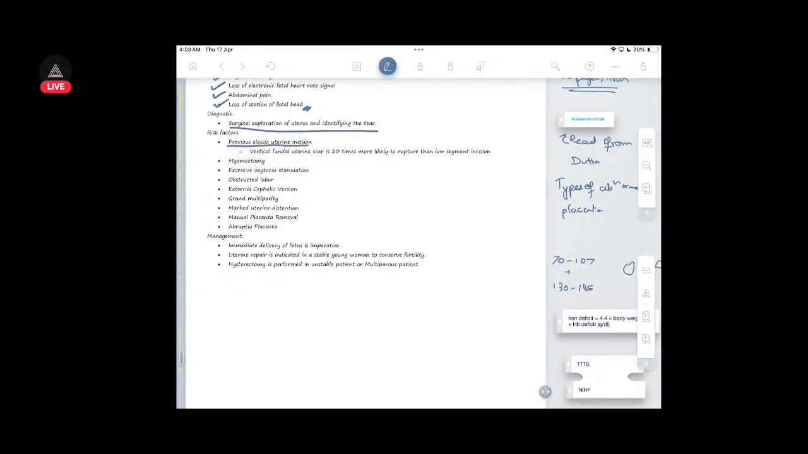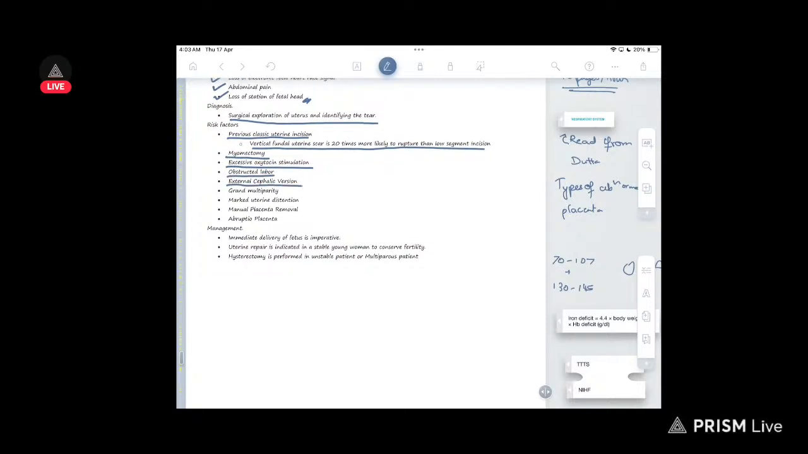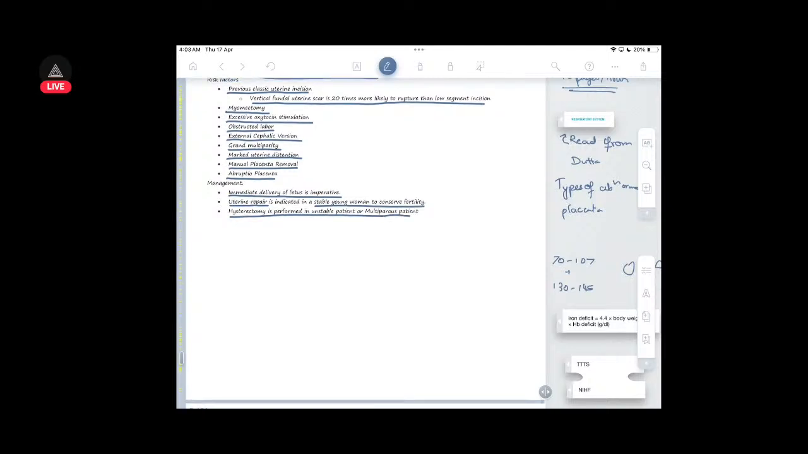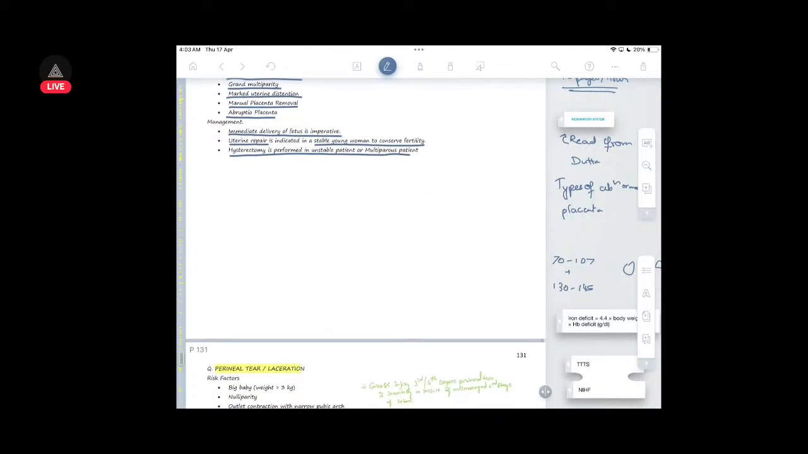Risk factors: previous history of classical uterine incision, a vertical incision in the upper uterus, is more likely to rupture than a lower segment incision. Myomectomy if it was done. Excessive oxytocin stimulation if it was done. Obstructed labor, external cephalic version, grand multiparity, marked uterine distension, manual placental removal, and abruptio placentae. All of them are risk factors. Management: immediate delivery of the fetus is imperative. Uterine repair is indicated in a stable young woman to conserve fertility, and hysterectomy is performed in unstable or multiparous women.